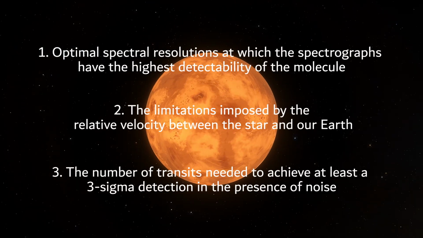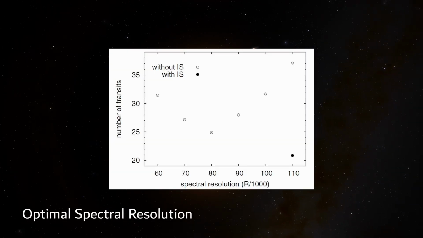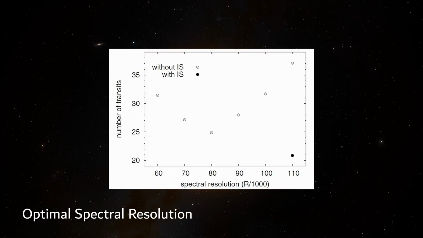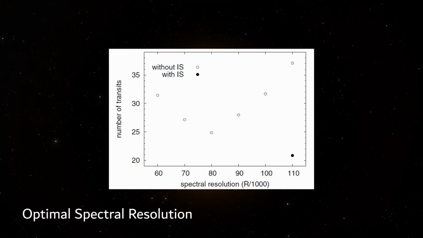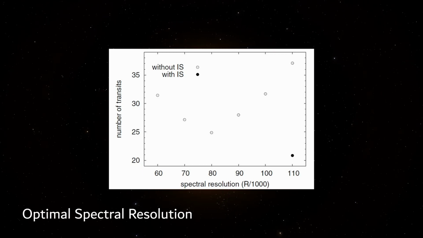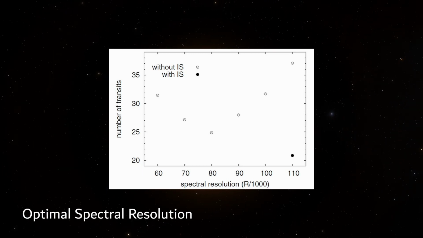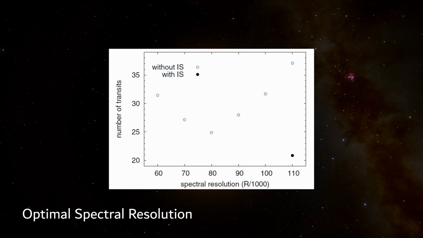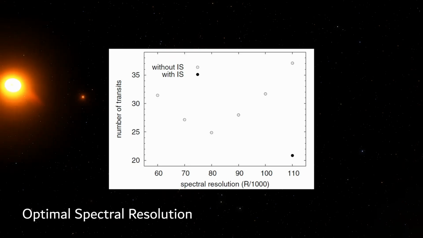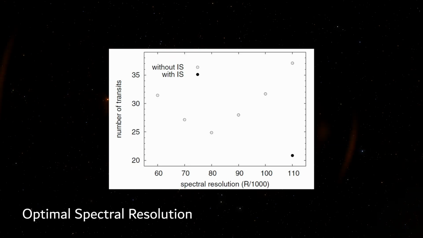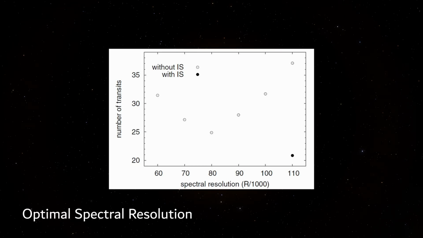For the first one, the authors found that the optimal spectral resolution for the ELTs to detect O2 appears to be at R equals 80,000, corresponding to the best trade-off between the slit losses and the spectral sparing of the Earth twin signal. The IS here stands for image slicer, which is a device used to enhance the efficiency of light collection and improve the signal-to-noise ratio in the observations. For comparison, the authors included an image slicer and found that it improves the efficiency significantly.